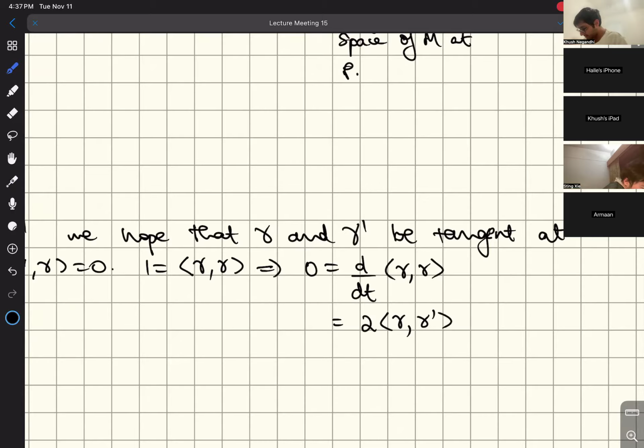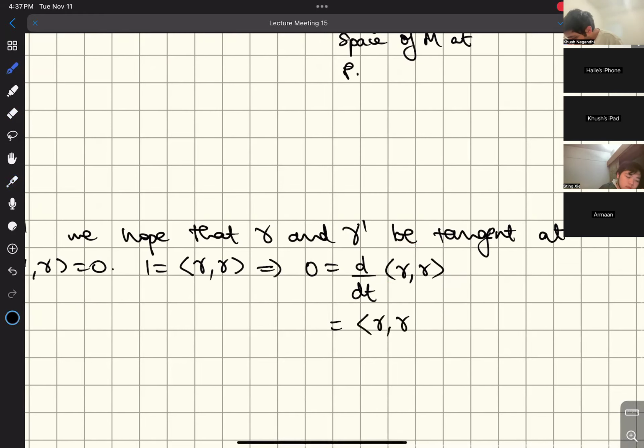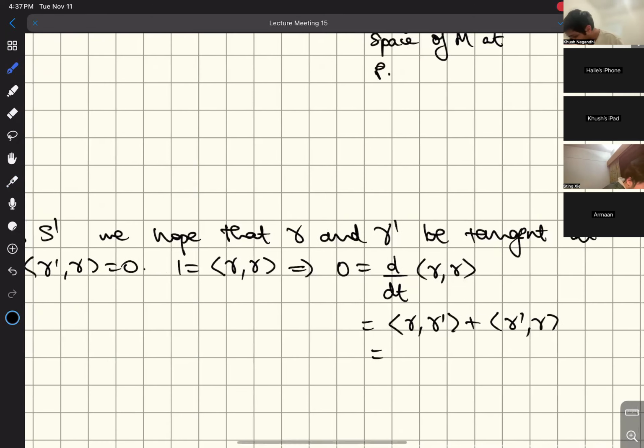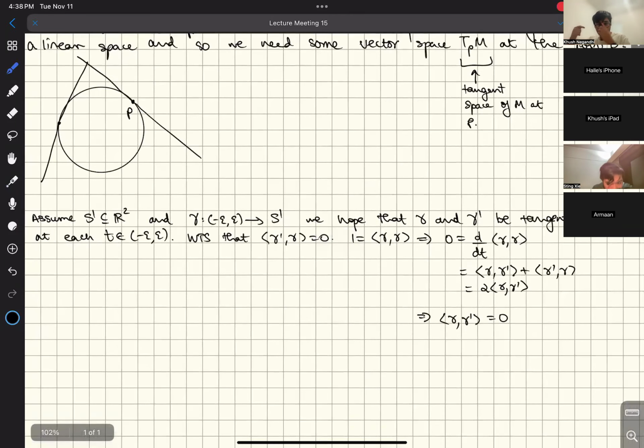One way to see this is you can think of it as a product rule, and what you end up with is gamma dot gamma prime plus gamma prime dot gamma, but by the symmetry of the inner product this is just 2 gamma dot gamma prime, which then gives us that gamma and gamma prime are orthogonal at each point. So for each time, the derivative of gamma is tangent to gamma itself. Okay, so this is very good.